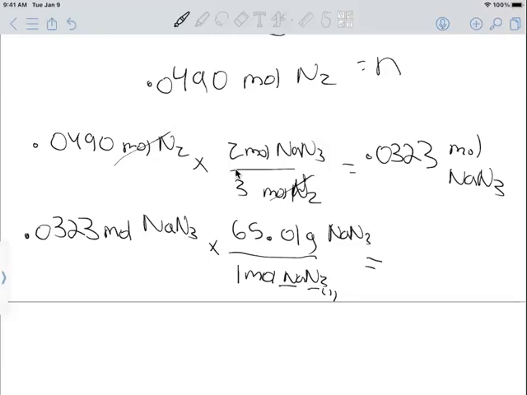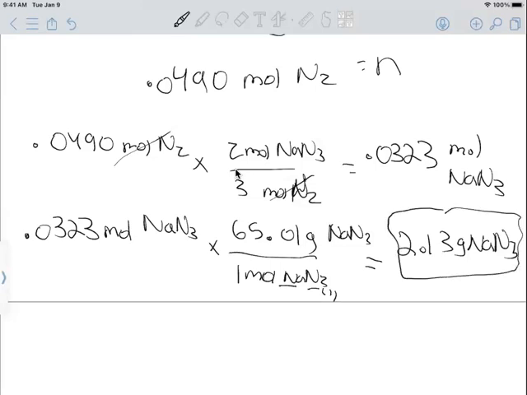Then we calculate this. That gives 2.13 grams NaN3. So we go to our scale and weigh this out, and this is how much of the solid we would need to fill the baggie. Hope this helps.